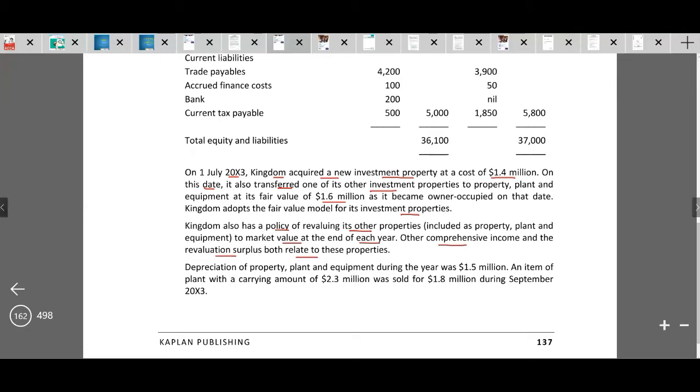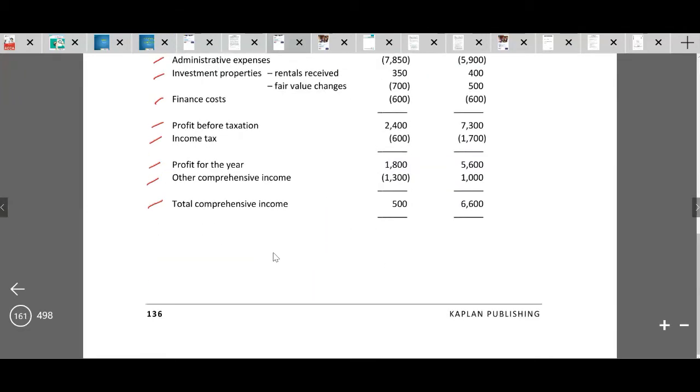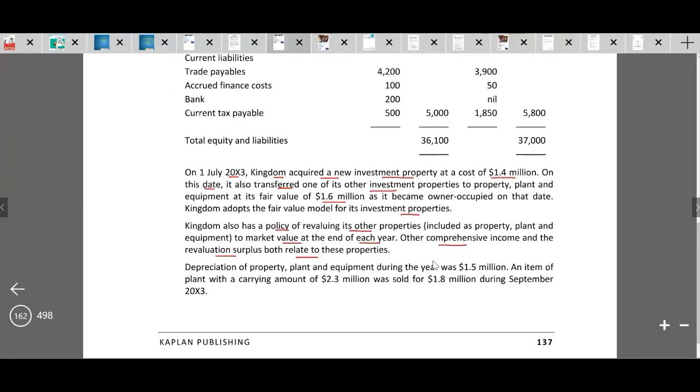If you go to the other comprehensive income, you will see this is a revaluation loss of 1,300. Then depreciation of the PPE during the year was 1.5 million. An item of plant with a carrying value of 2.3 million was sold for 1.8 million. That means this is a loss on disposal, so loss on disposal of 500.